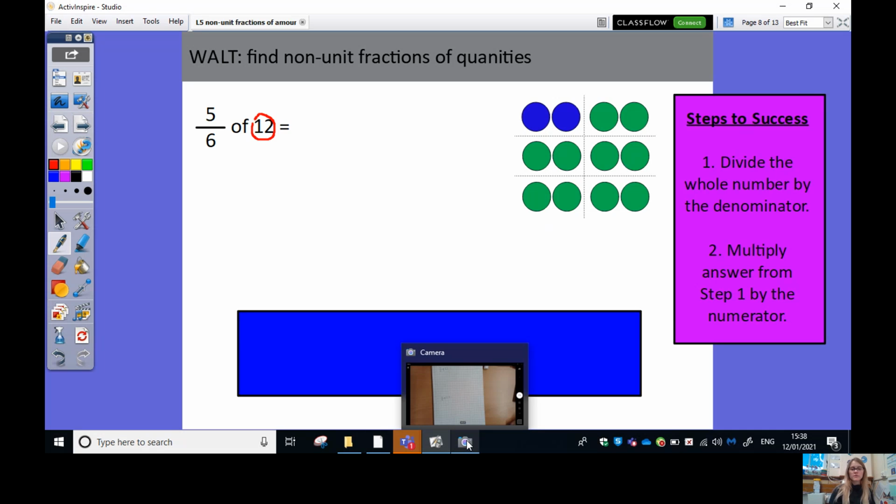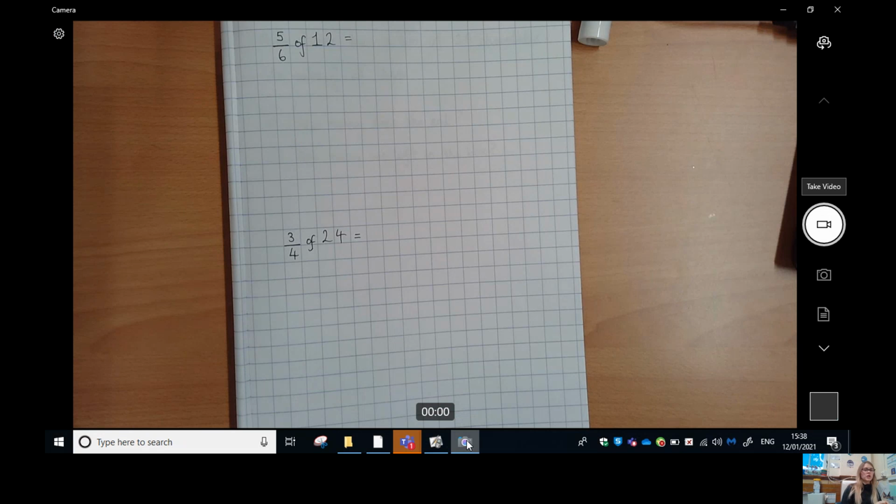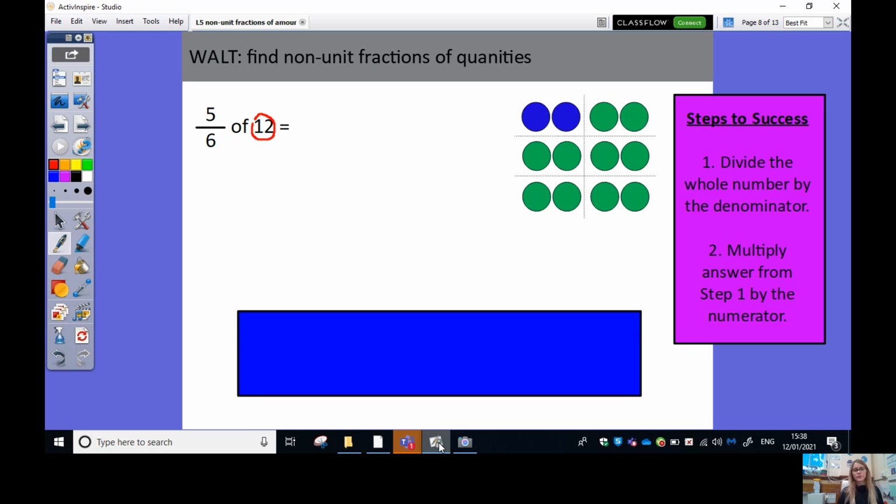Okay, so I'm just going to pop the visualizer on and we're going to have a go at this. I can show you how to write it out. So my whole number is 12. My denominator is 6. So my first calculation is 12 divided by 6. I'm going to write this out to make it nice and clear. 12 divided by 6 equals, I know 6 goes into 12 2 times. So that is step 1. Now, that's not my answer. We haven't quite finished that, so let's have a look at step 2.